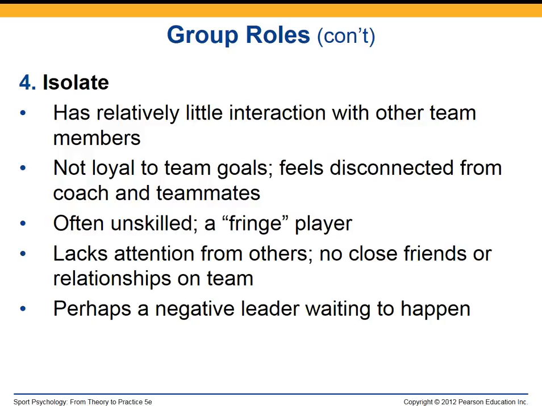Another role that's present on teams is someone called the isolate, and this is someone who has relatively little interaction with other team members. They're not loyal to team goals. They usually feel disconnected from the coach and the teammates. Sometimes they're kind of a fringe person that you maybe don't know is going to show up. They don't know if they're going to be on time. You're not quite sure if they're going to work hard in practice that day. A lot of times these are the unskilled or less skilled individuals on the team. Not always, but typically they lack attention from others and don't really have any close friends or teammates on the team. And sometimes this type of role as the isolate can develop into a negative leader.